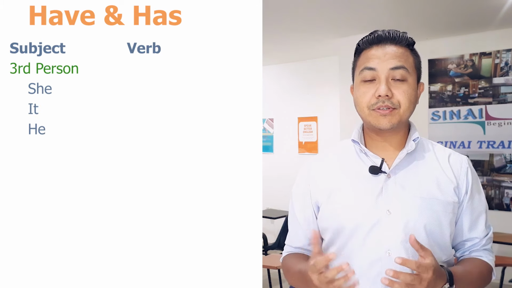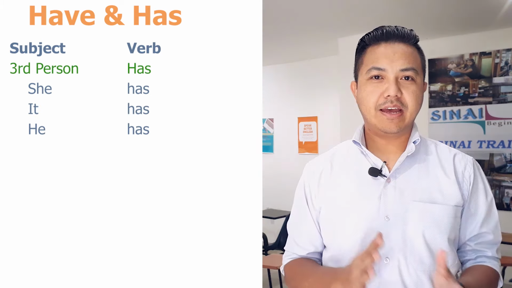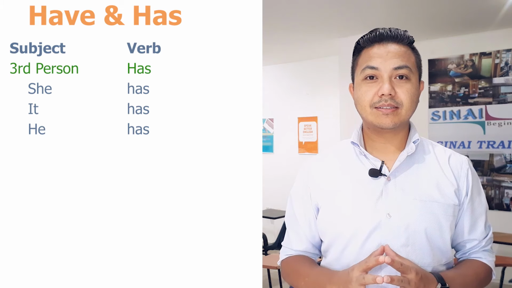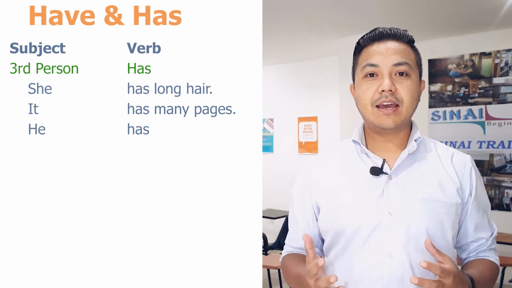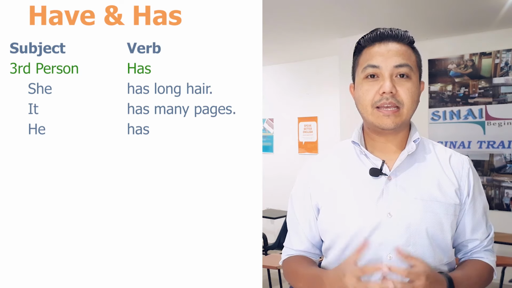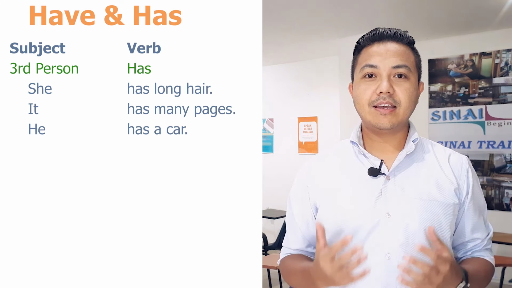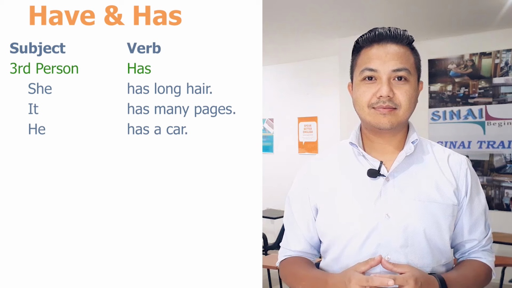And with third person singular, we must use has. For example, she has long hair. It has many pages. And he has a car.